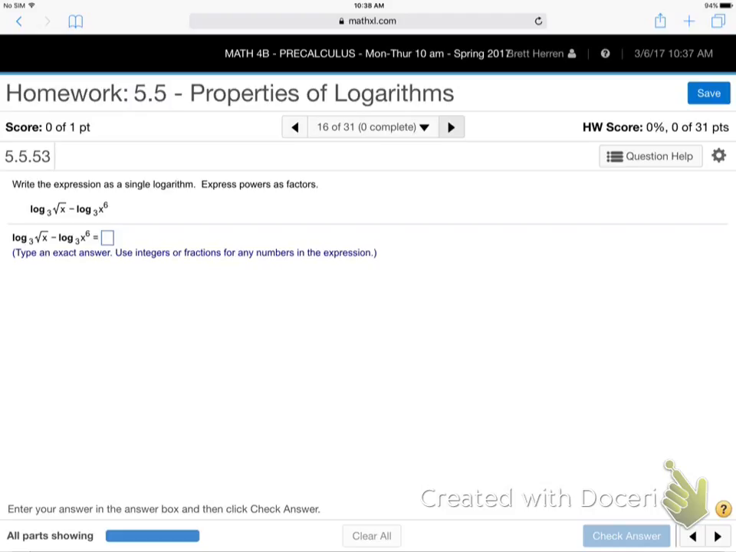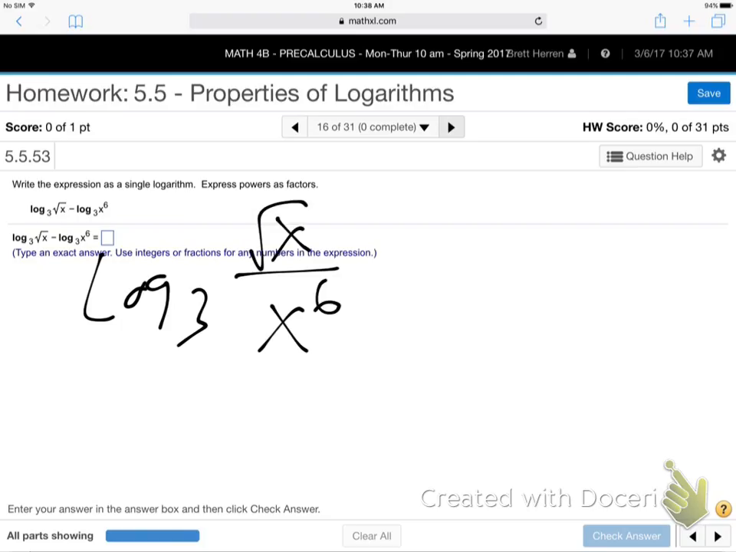So they want me to crunch these into one log. So here we go. Log base 3. Now it's subtraction in the middle. So what does that mean? When it becomes one log, it's going to be divide, right? Exactly. So root x over x to the 6. Good so far, right? Subtraction. Easier job for 2 logs. Subtraction becomes harder for 1 log, dividing.